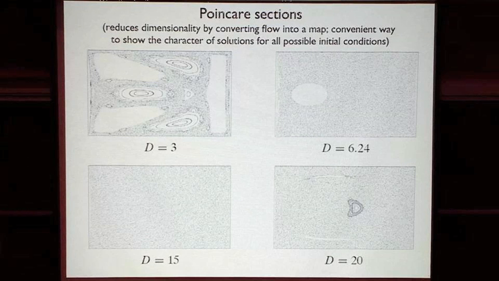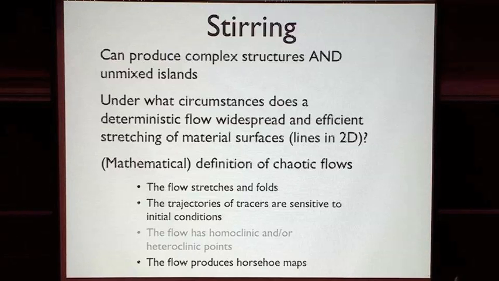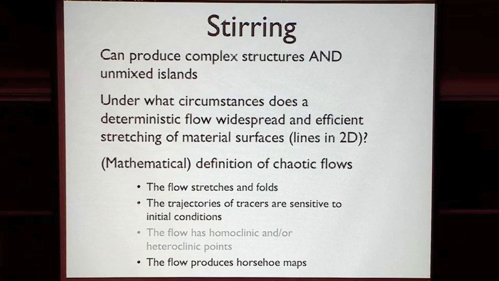Okay. So, summary of stirring. Stirring can produce complex structures and simultaneously regions that do not get well mixed. What would be nice to do is understand, of course, the circumstances under which flows produce efficient stretching of material surfaces. This turns out to be a characteristic of types of flows we call chaotic. So here's my mathematical definition of chaos.